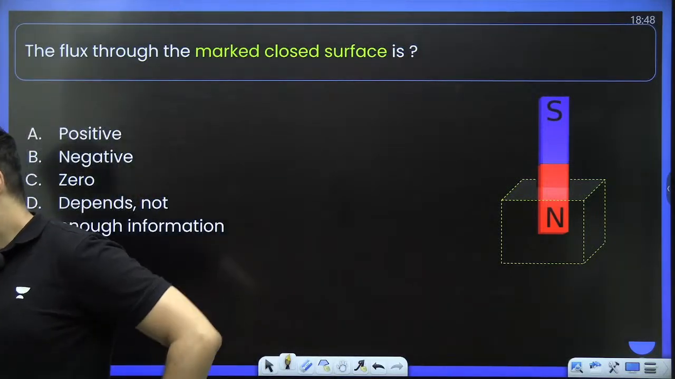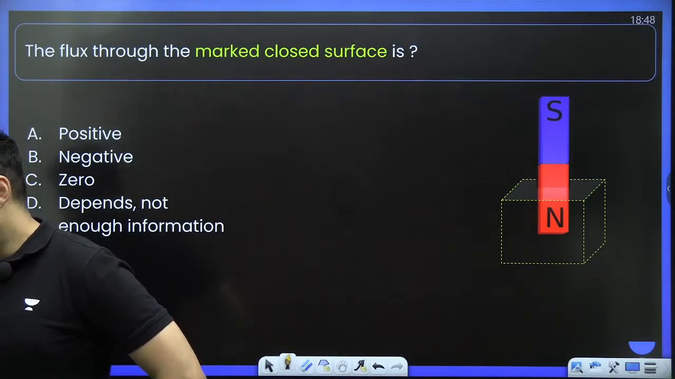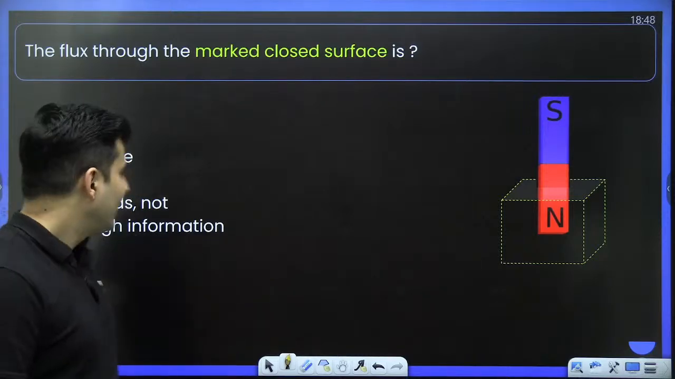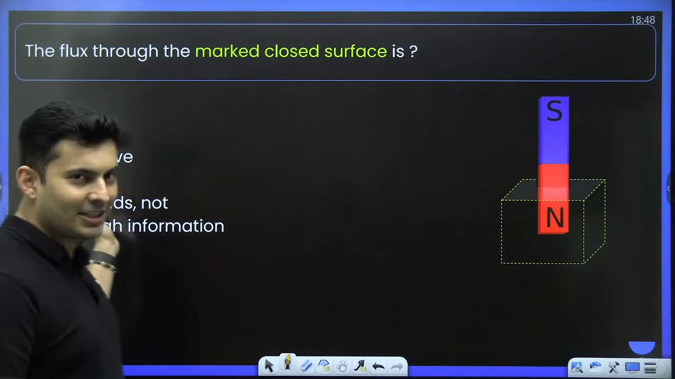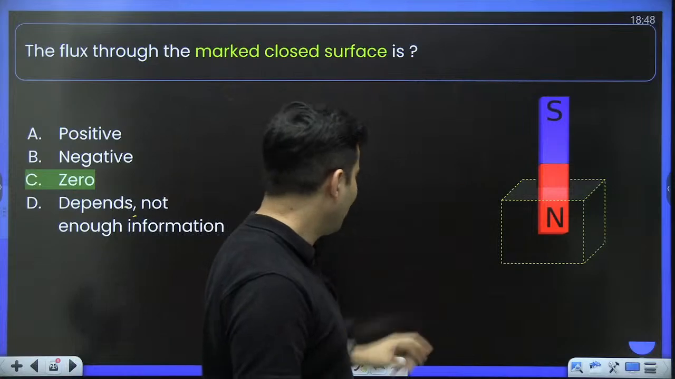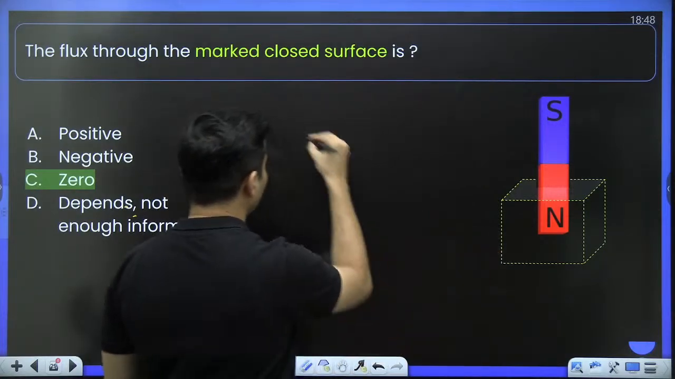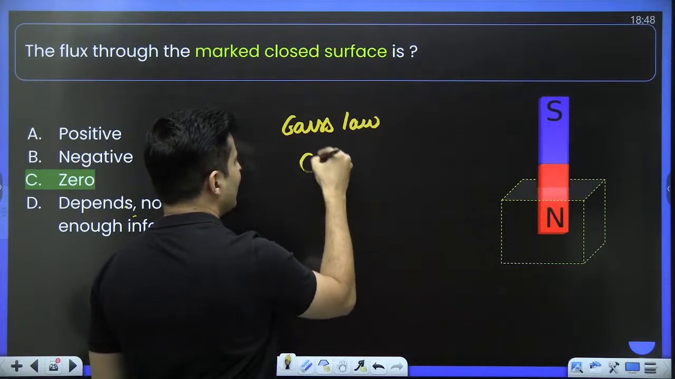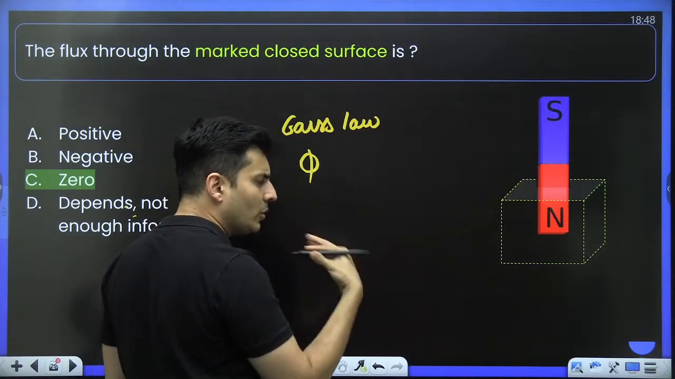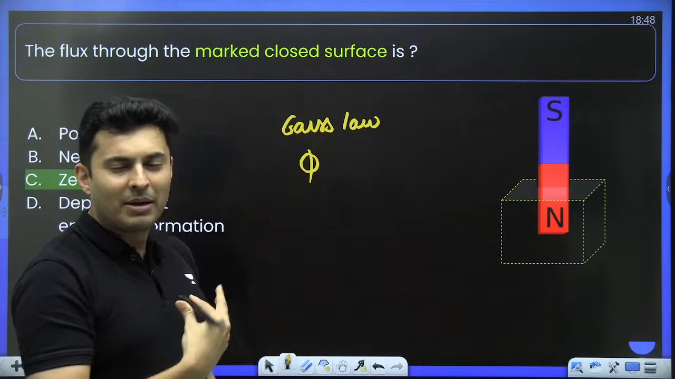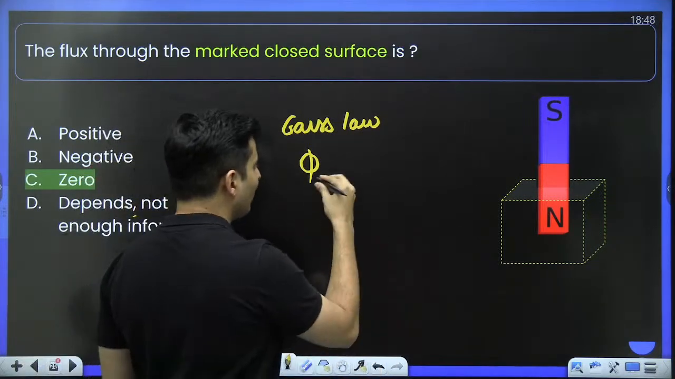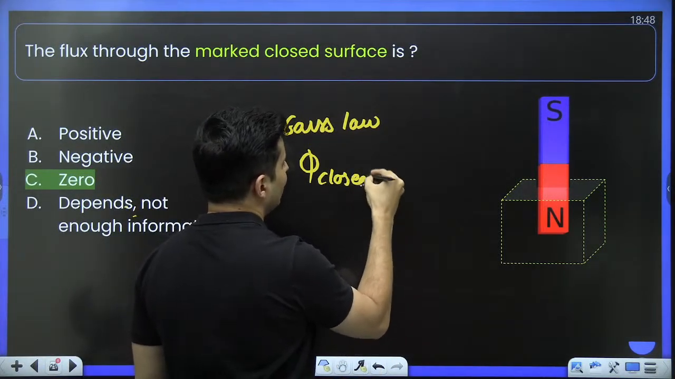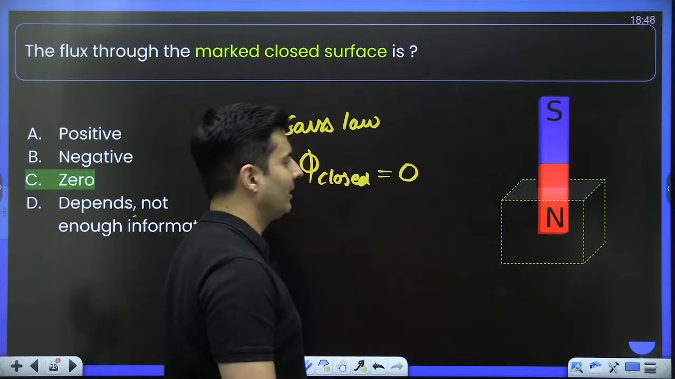Okay, zero is the answer. Is that so? I think you guys are correct. Definitely you guys are correct, because this is nothing but Gauss's law of magnetism. It says no matter which surface you take, cube, cuboid, pyramid, cylinder, sphere, whatever, the moment it is a closed surface, the answer should be zero for the flux.